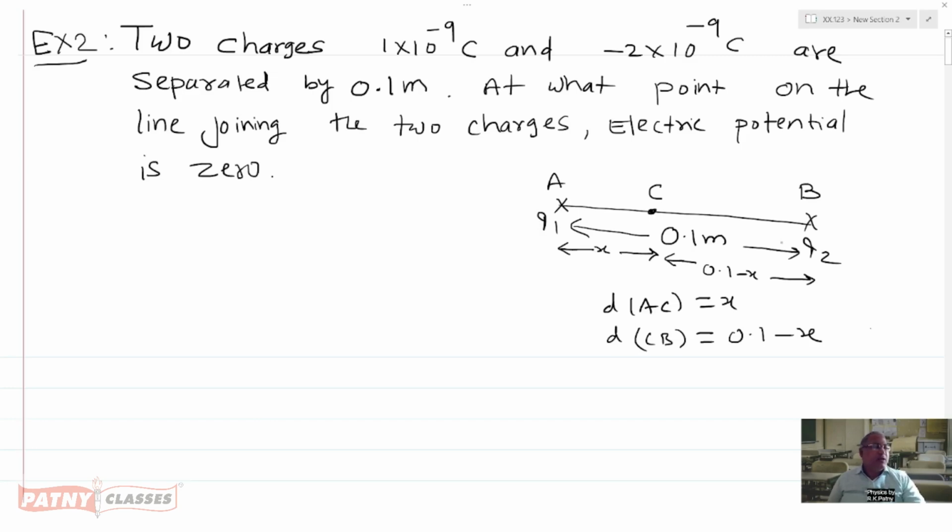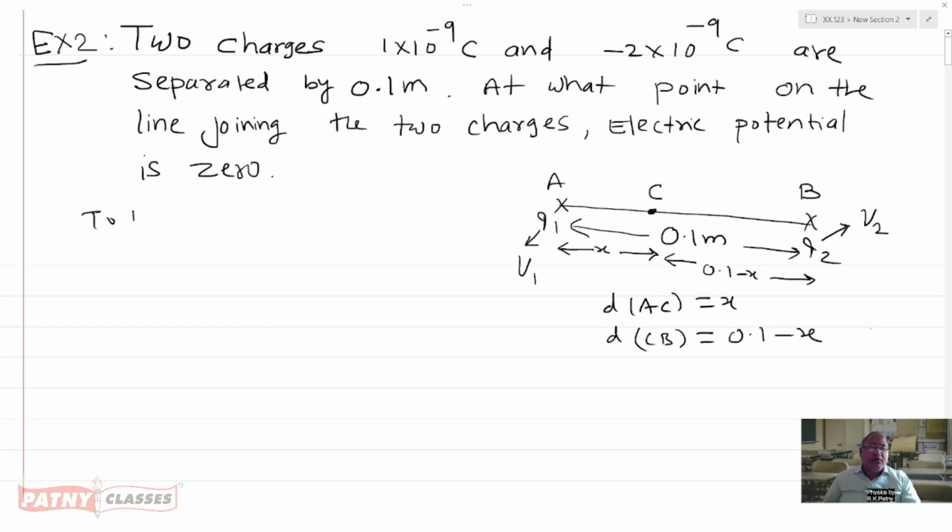We need to find the value of x. Q1 and Q2 values are given. On the line joining A and B, there is some point C where the electric potential is 0. How are we going to find x? Very easy. Let's say the electric potential due to the charge Q1 is V1, and the electric potential due to charge Q2 is V2. Now we will find the electric potential at point C.